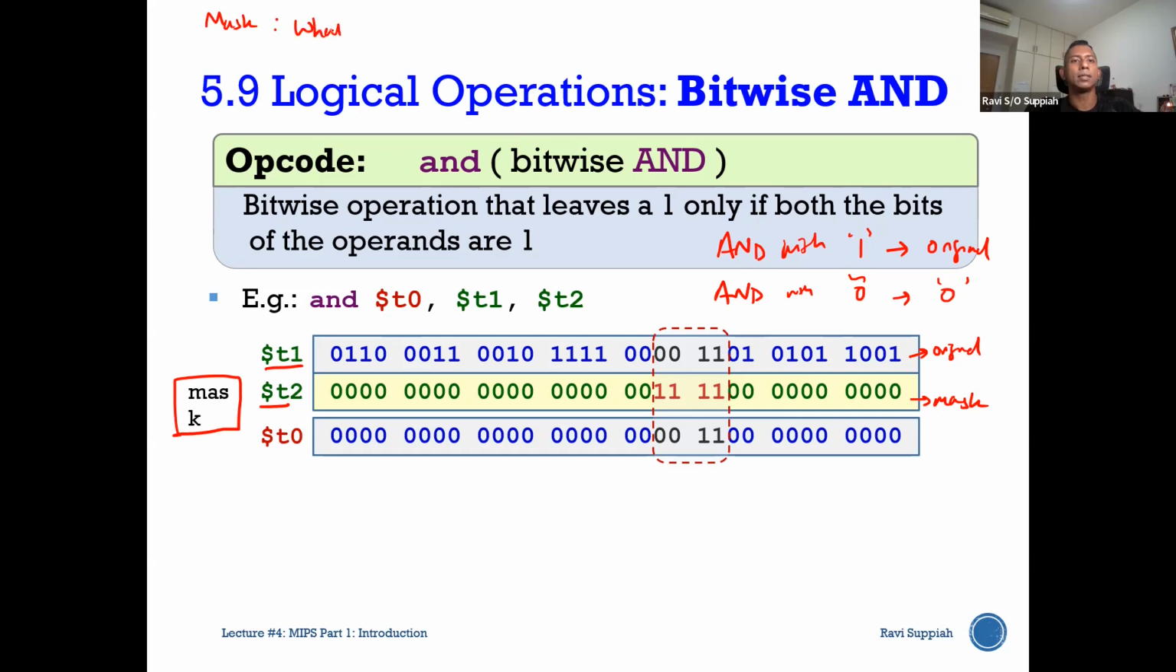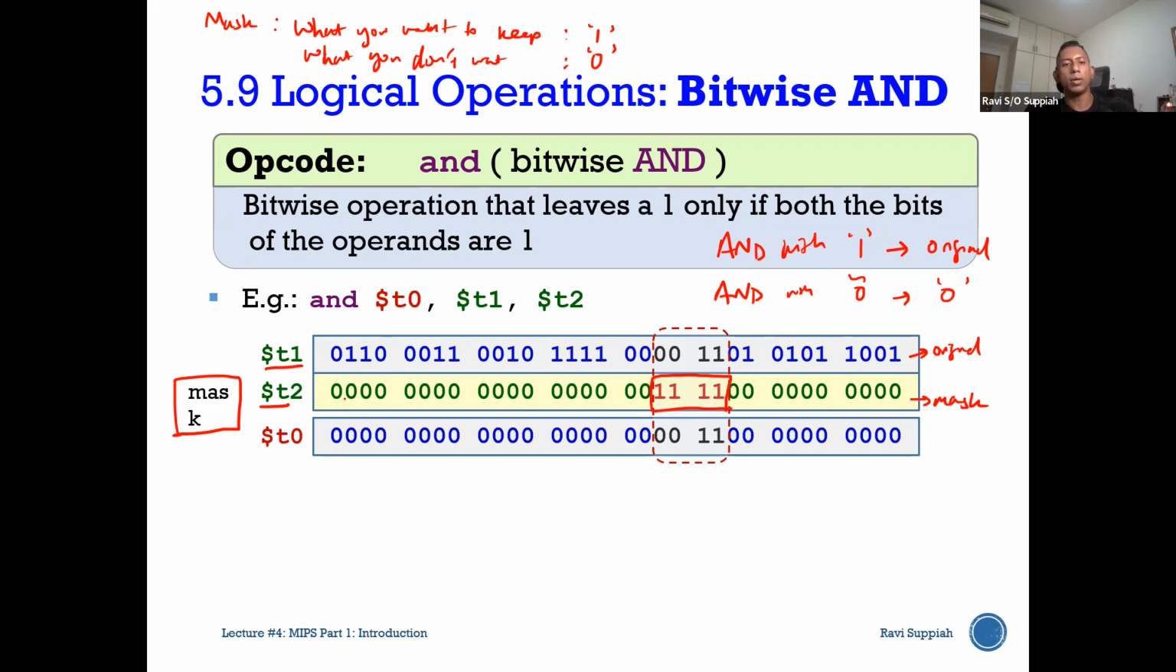What you want to keep is 1. What you don't want, you put a 0. So what do I want? I want these 4 bits. That means for some reason, I'm only interested to know what the values are in these particular 4-bit positions. The rest I'm not interested in. That is why only these 4 bits I put a 1 and everything else is a 0.